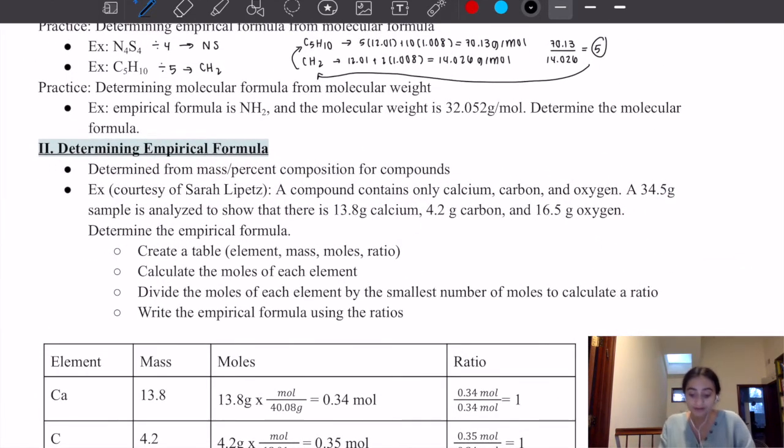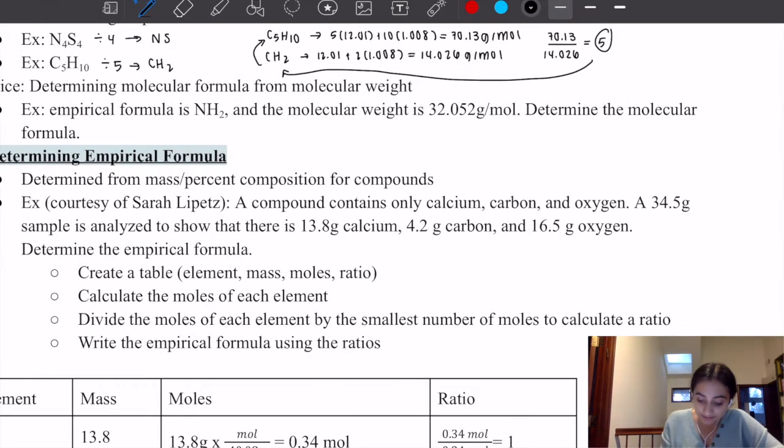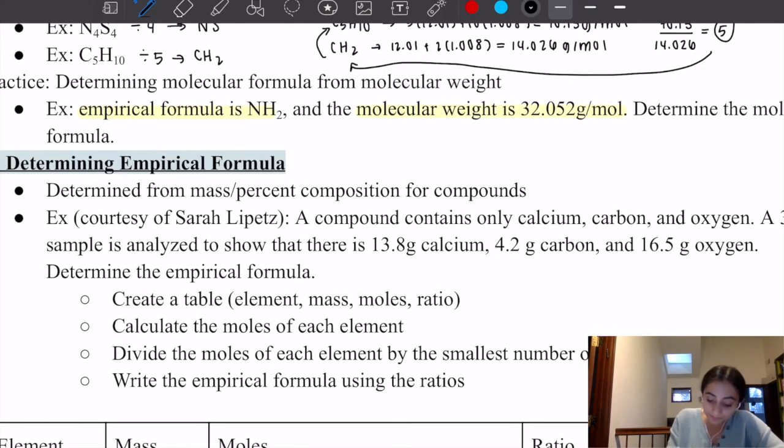So now we are going to practice determining the molecular formula from the molecular weight, just a continuation of the example I just showed you. If we have an empirical formula of NH2 and a molecular weight of 32.052 grams per mole, we now have to determine the molecular formula. So I'm going to do what I just did in my example. First, calculate the empirical weight. I'm going to abbreviate that as EW.